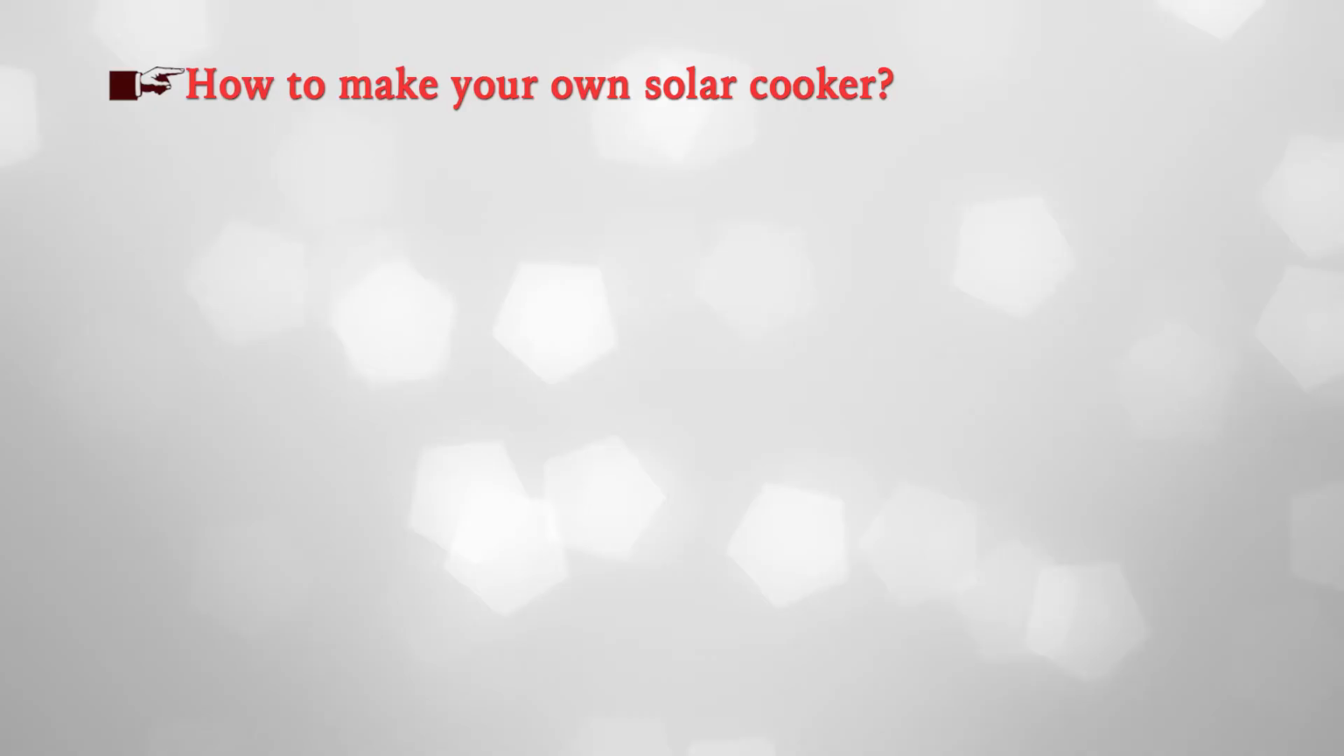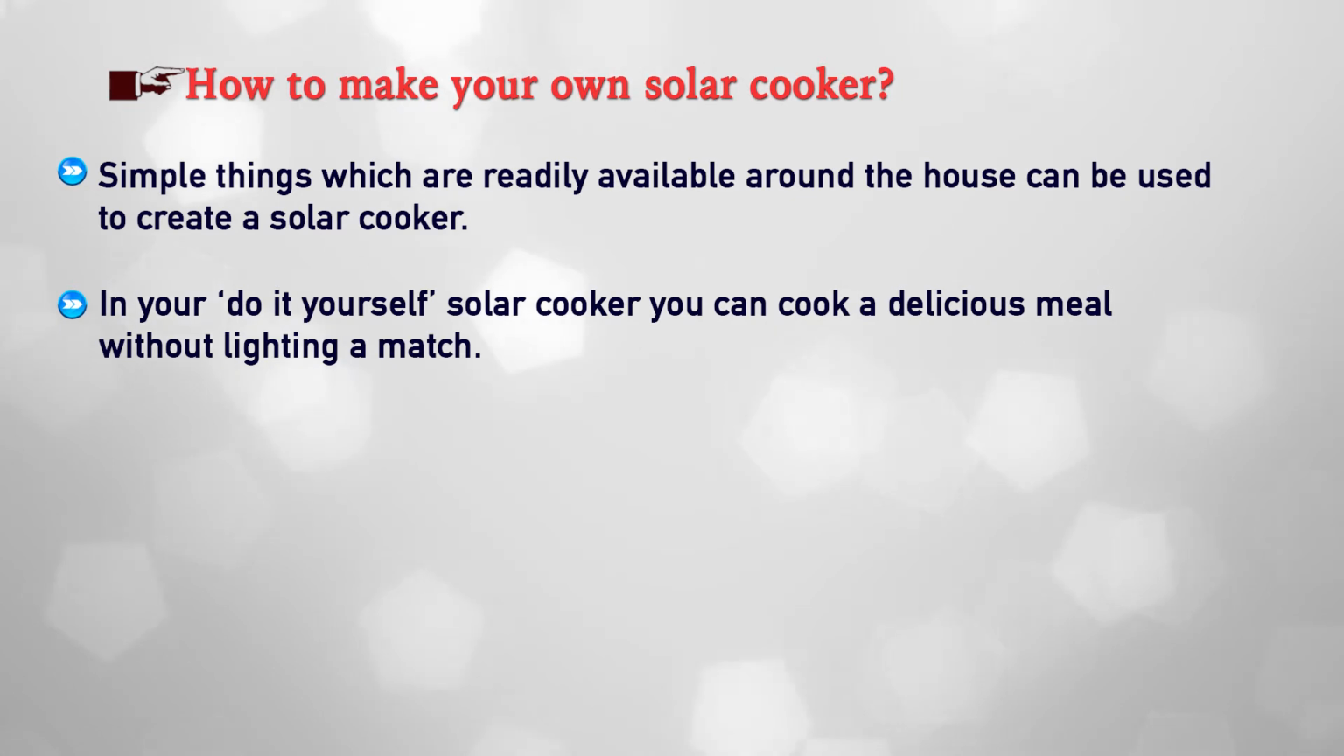Now we will discuss how to make your own solar cooker. Simple things which are readily available around the house can be used to create a solar cooker. For making any solar cooker, the first thing you have to keep in mind is what things are required. So first point is material required. Two reasonably large cardboard boxes, of a size that can hold two large bowls with some room to spare. One box should fit into the other.